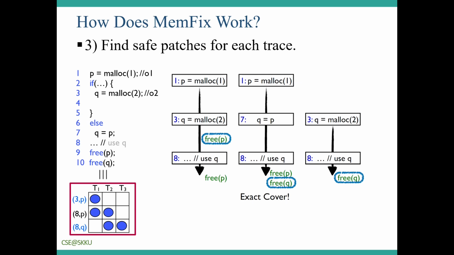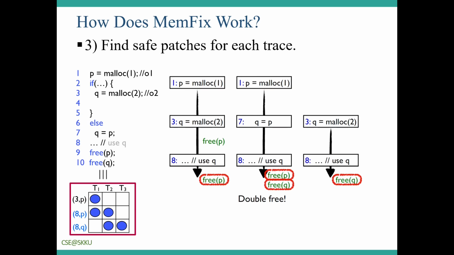For the exact cover problem, if we choose both free P at line 3 and free Q at line 8, we get a valid solution to the exact cover problem. And surprisingly, this solution also corresponds to the correct patch that fixes the double free error. With these patches, each object is deallocated exactly once across all traces without causing any double free or use after free errors.